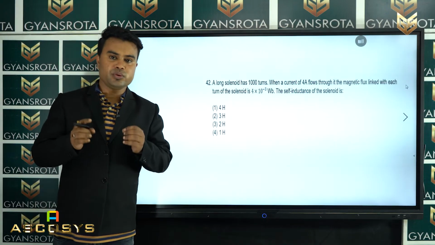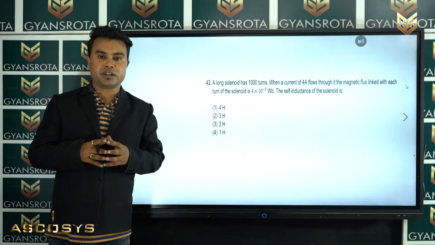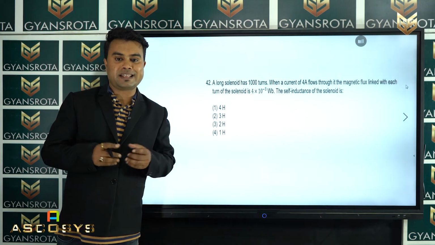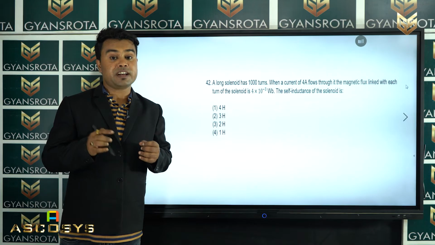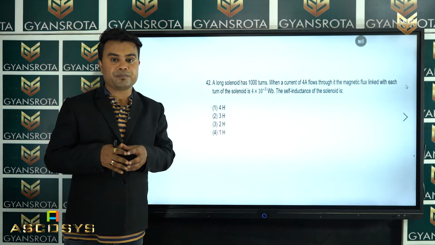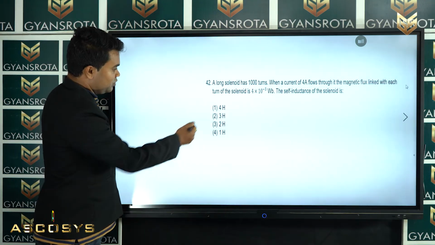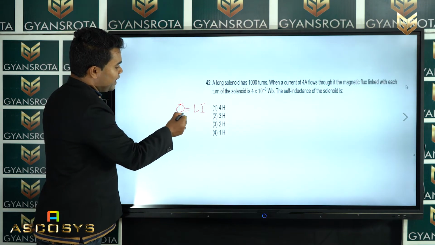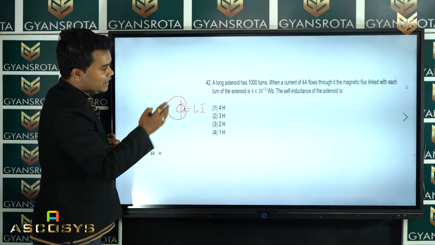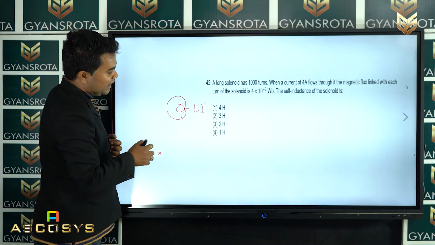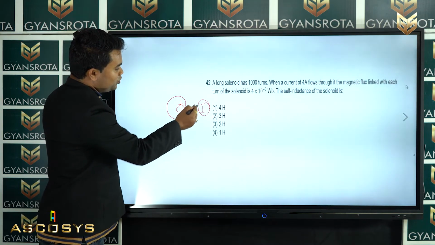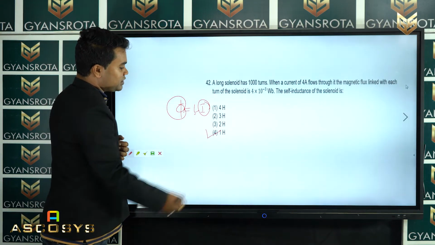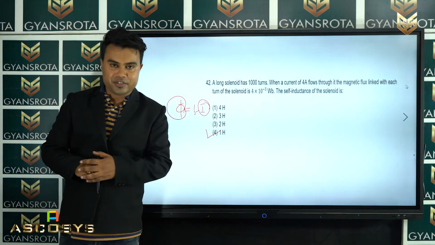Here you have to use a very simple formula from the chapter electromagnetic induction. It's a topic called self-induction or self-inductance, that is L. So you will be using phi equals L i. N is given, phi is also given, and I is also known to you, you need to calculate L. If you calculate this, you will see that your answer comes out to be 1 Henry, right.